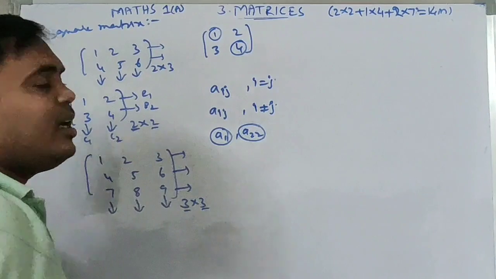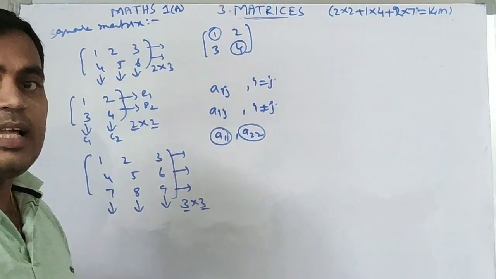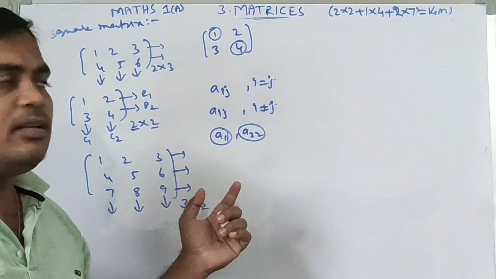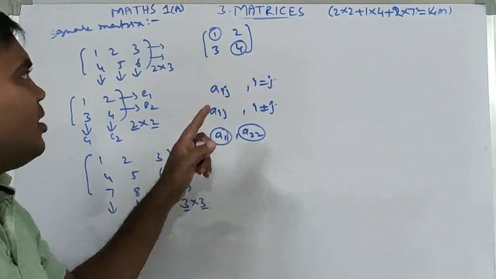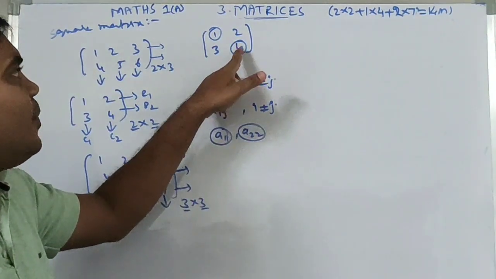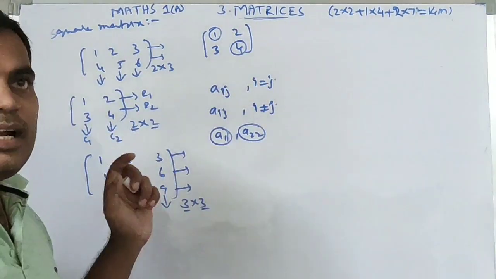1 and 4 are the principal diagonal elements. The remaining elements are all called non-diagonal elements. So this is the principal diagonal elements. 1 and 4 are the principal diagonal elements. 2 and 3 are the non-diagonal elements.